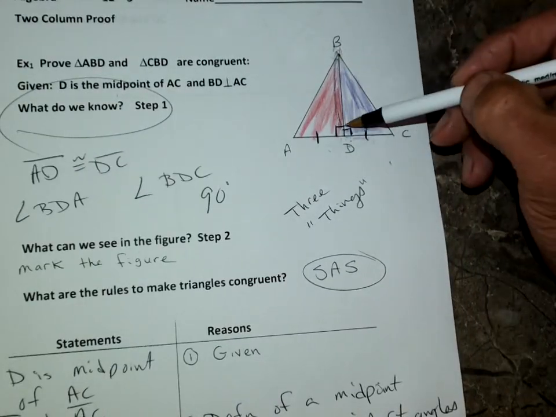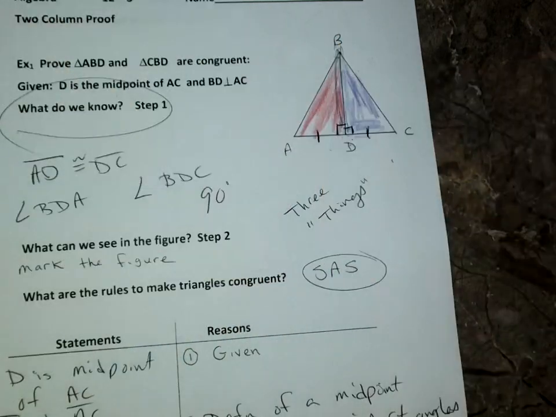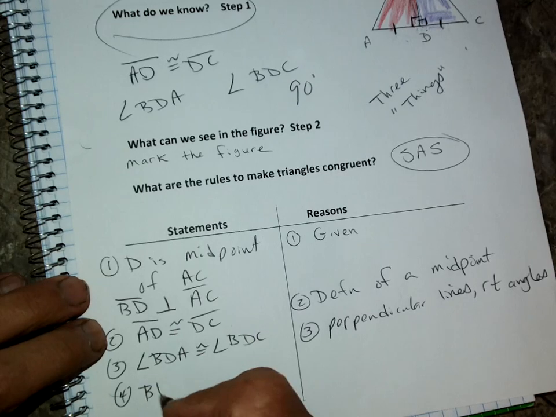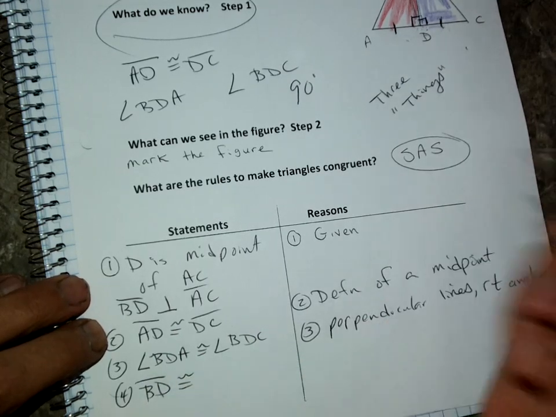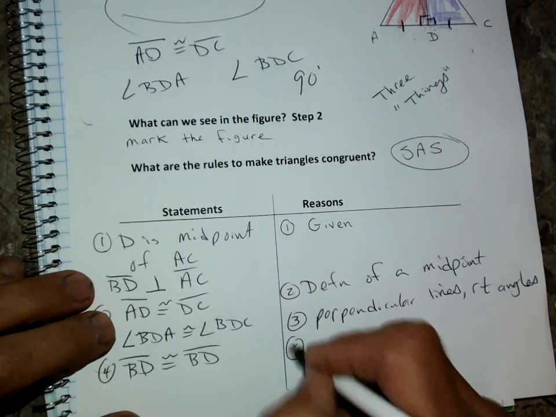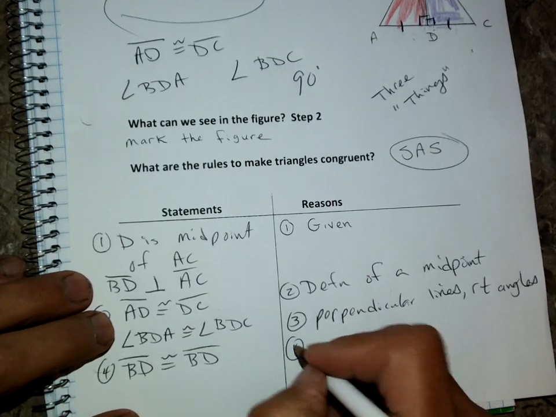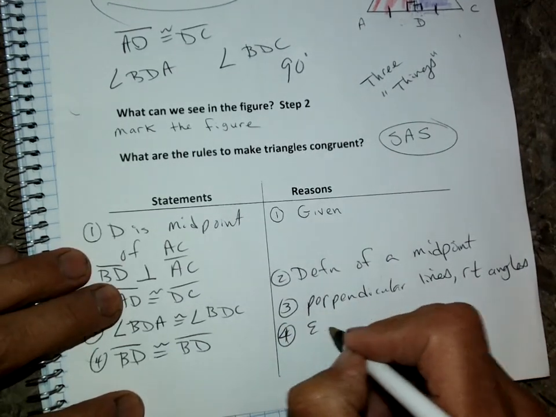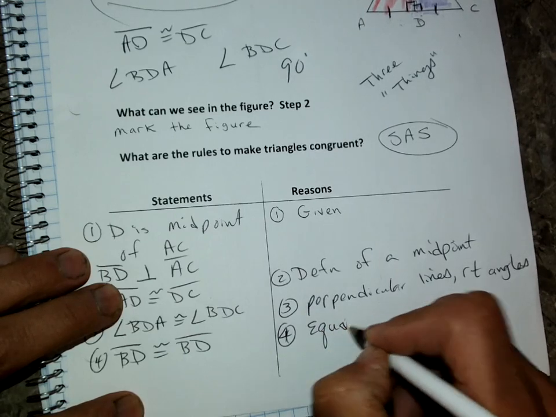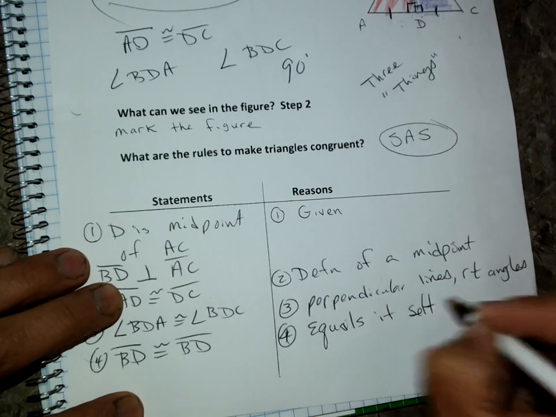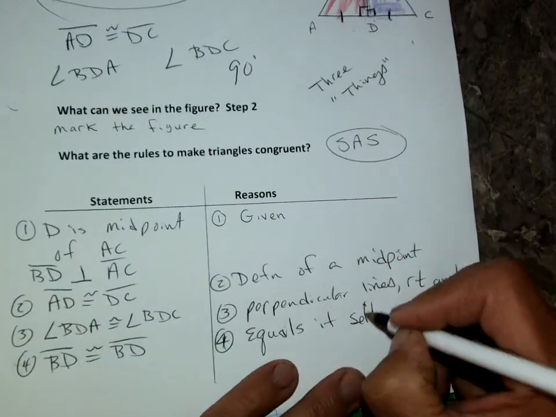What else do I know? Well, if I take a look at this, they both share BD, right? So if I take the triangles apart, BD is a different side. So I'm going to say step 4, BD is congruent to itself, BD. Now the reason for that, we like to say is reflexive, but we're not going to get too fancy because this is just algebra. We're going to say that it equals itself. Just say equals itself. Truly, though, the reason is this thing called the reflexive property.